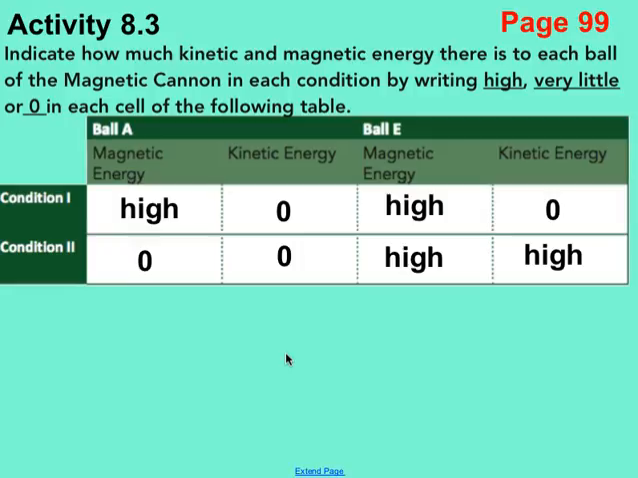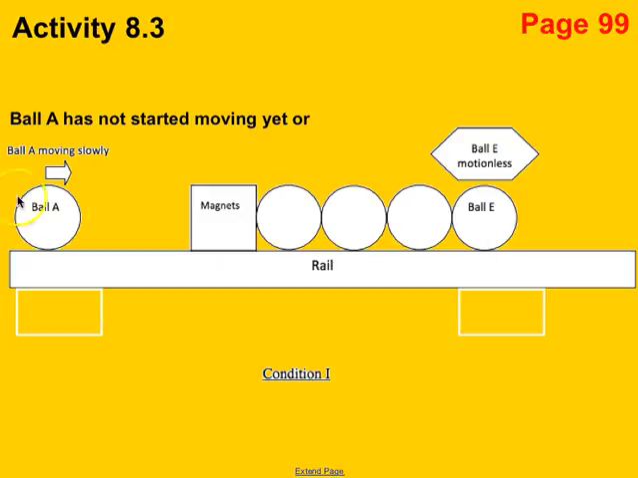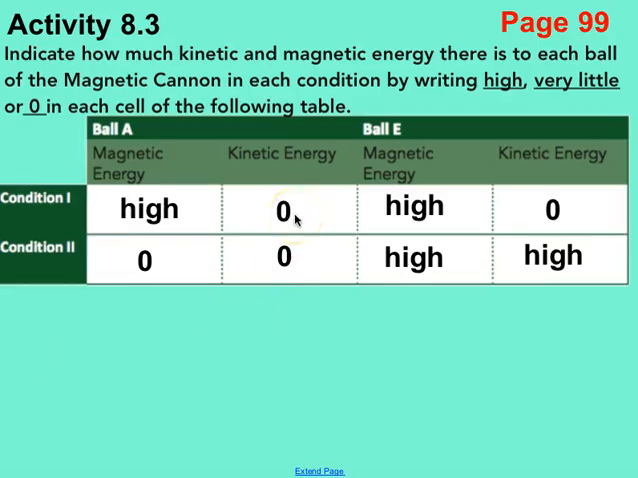So this gives it away. If you look at condition 1, they had a lot of magnetic energy, but as it got closer and closer and closer, when it finally hit, it was 0. But ball E has a high amount of magnetic energy in condition 1 because it's so far away, and the kinetic energy is 0. So if you go back up to condition 1, the kinetic energy, you might say it has a little, but if you just really tapped it really slowly, it's not going to have very much. So maybe you put very little for this, and I'm okay with that.